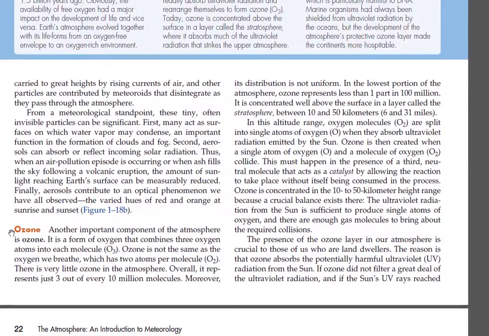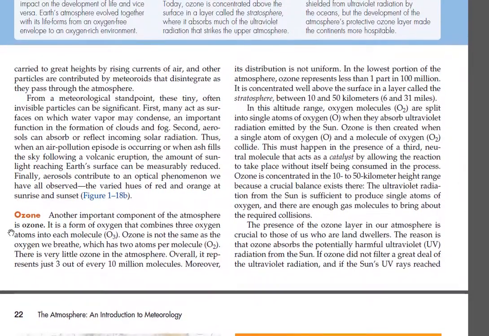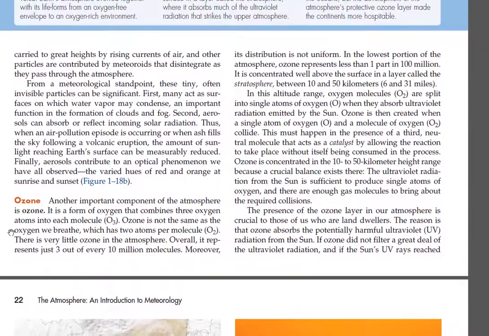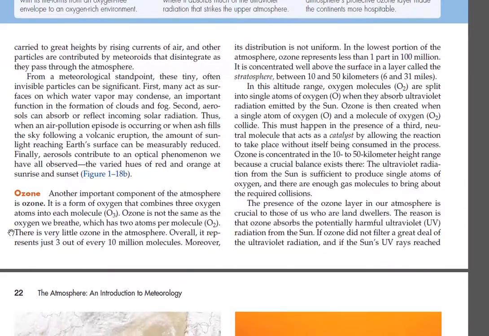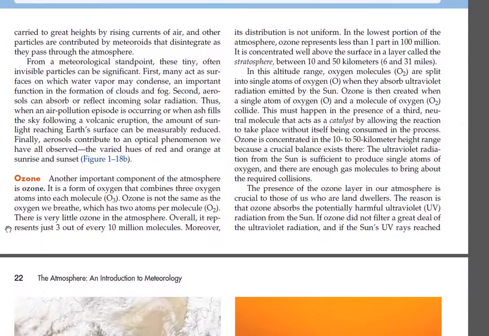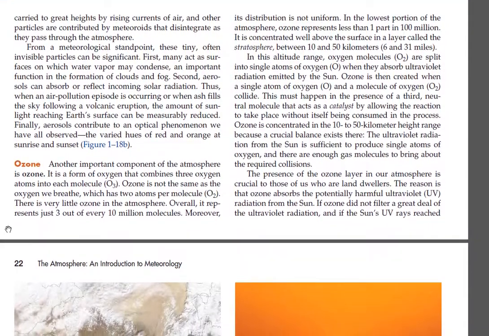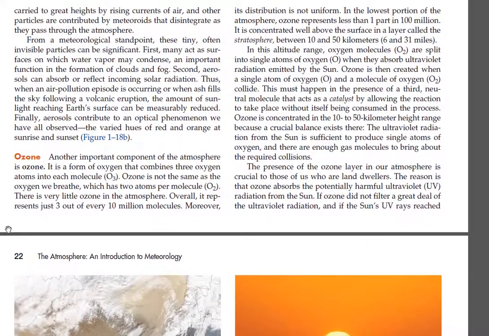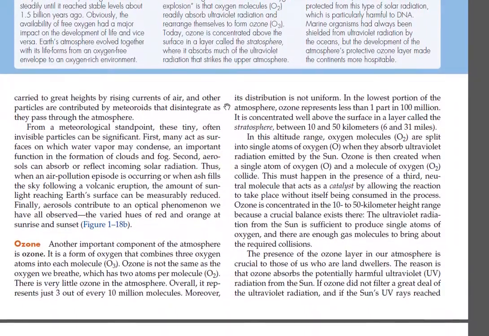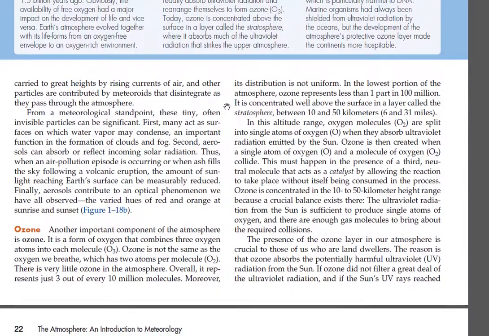Ozone. Another important component of the atmosphere is ozone. It is a form of oxygen that combines 3 oxygen atoms into each molecule, O3. Ozone is not the same as the oxygen we breathe, which has 2 atoms per molecule, O2. There is very little ozone in the atmosphere. Overall, it represents just 3 out of every 10 million molecules. Moreover, its distribution is not uniform. In the lowest portion of the atmosphere, ozone represents less than 1 part in 100 million.